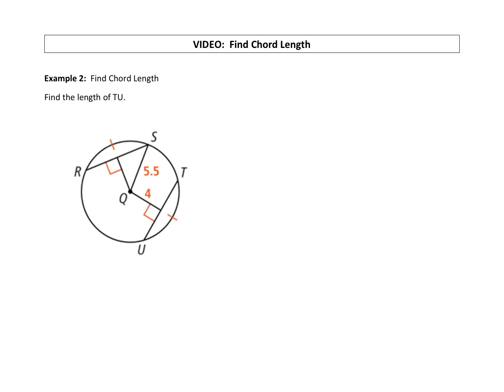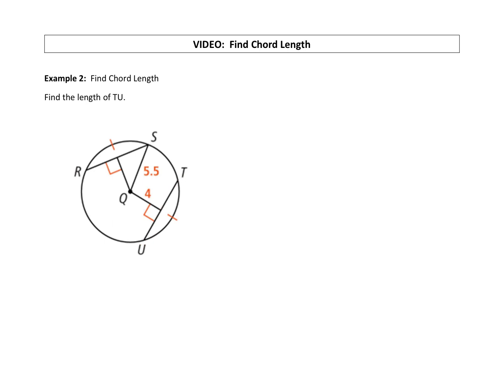All right, so we just learned what felt like probably a million theorems about chords. So let's start applying those. In example 2, we're going to find a chord length. We want to find the length of chord TU. So here's our picture. We can see TU is this chord right here.